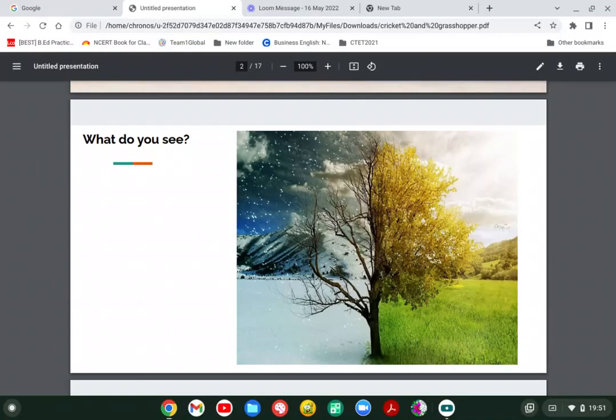Yes. So when we try to show two different things in one particular picture, that is known as juxtaposition. Right, class? That is known as juxtaposition. So juxtaposition is a literary device that is used to represent two different things in one particular image. Right?